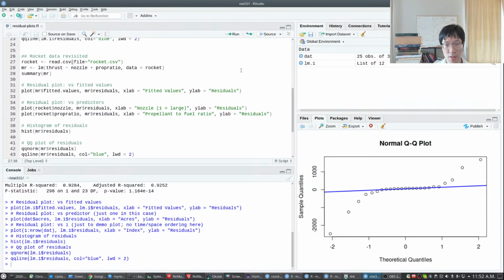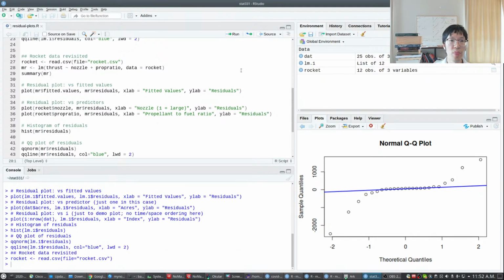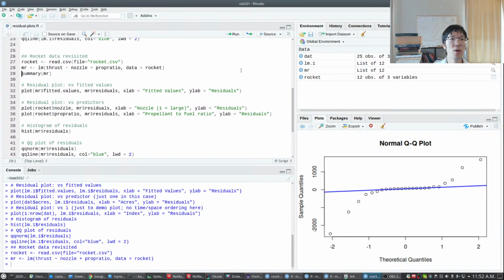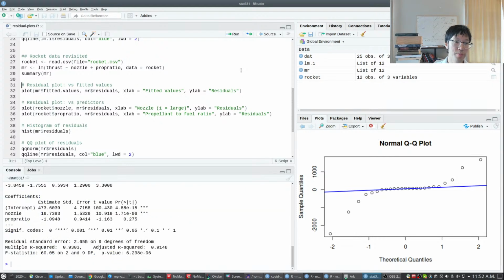Okay, and as a second quick example, let's pull up the rocket data from before. So this one had two predictors. We were trying to predict the amount of thrust from whether the nozzle is large or small, and the propellant to fuel ratio. So now we have two predictors. Okay, so this was the rocket data.